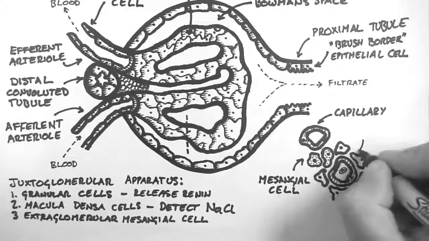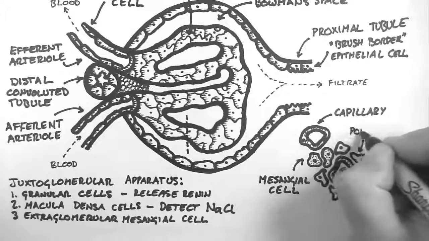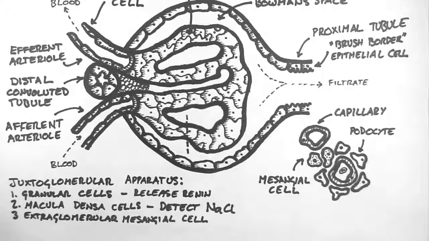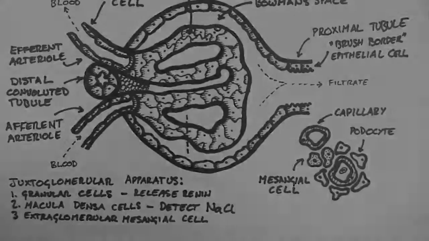The third type of cell is this podocyte, which we saw before, covering the whole capillary network. These prevent large molecules such as albumin from being filtered by the kidneys. And they too can contract and relax to increase the gaps between them and increase and decrease the glomerular filtration rate. And that's an overview of the histology of the glomerulus.